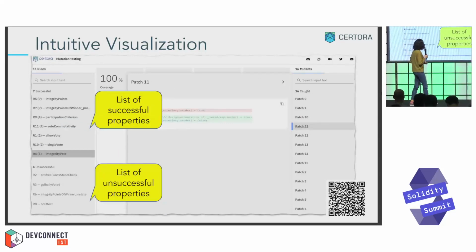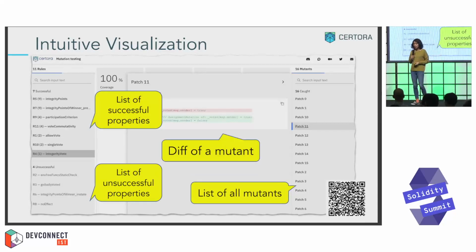On the left, we also show you the successful rules. A rule is successful if it is catching at least one mutant, and unsuccessful if it catches no mutant. Often we think about why some of these rules are unsuccessful, and this gives us a way to either fix the rules or just get rid of them. Verification is already pretty expensive, so we don't want to run verification on rules that are not doing anything interesting.